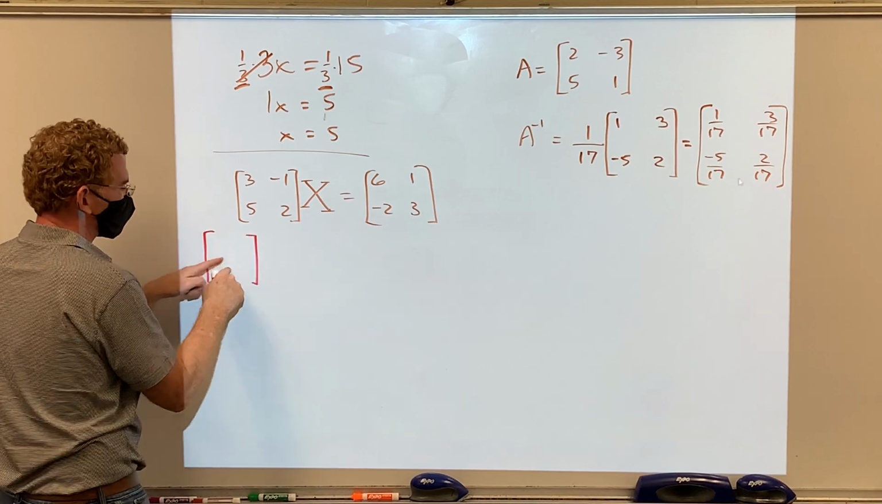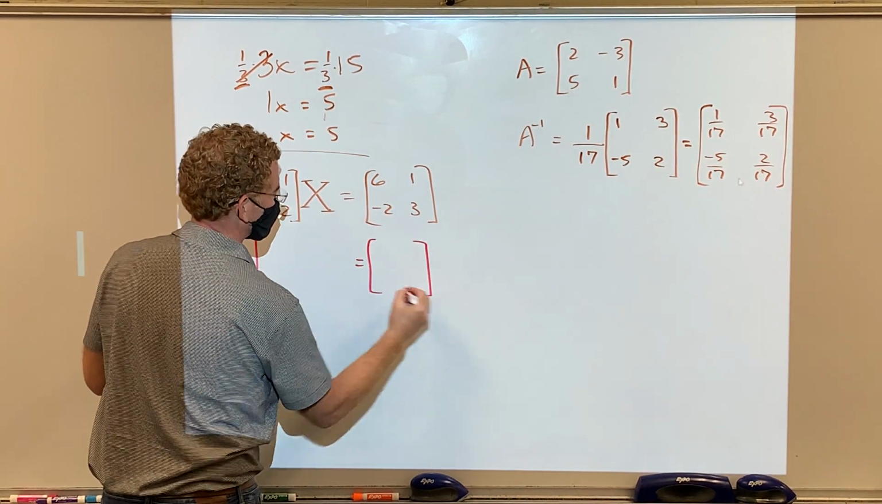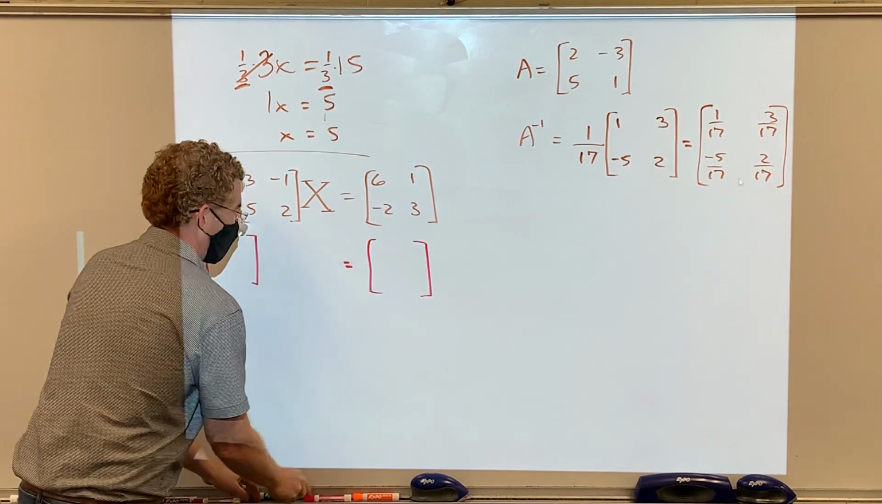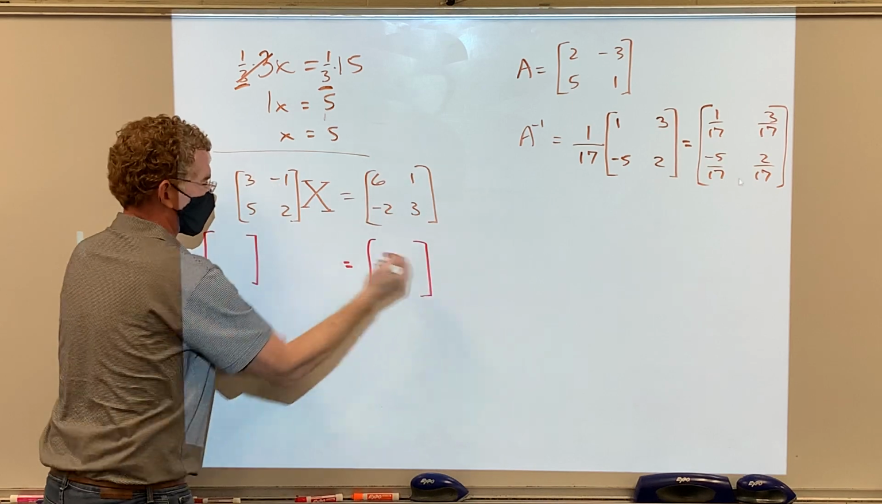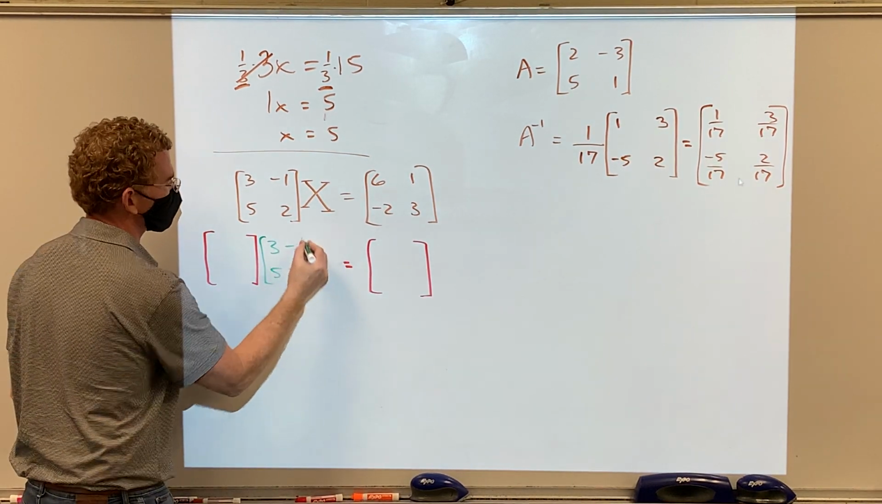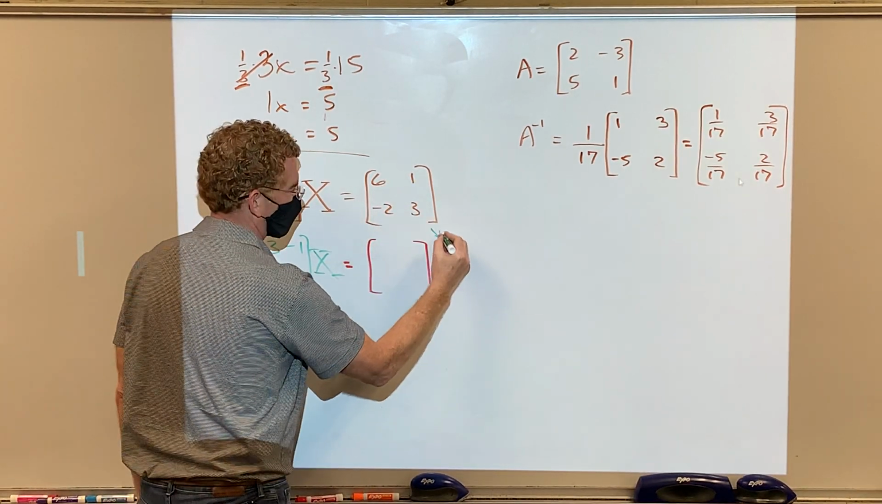But what do I have to multiply both sides by to make this happen? So I'm going to put the inverse here and the inverse here. Give myself a little more room. And I am going to copy this other junk down. So this comes down, 3, negative 1, 5, 2, drop the x. And then this comes down.